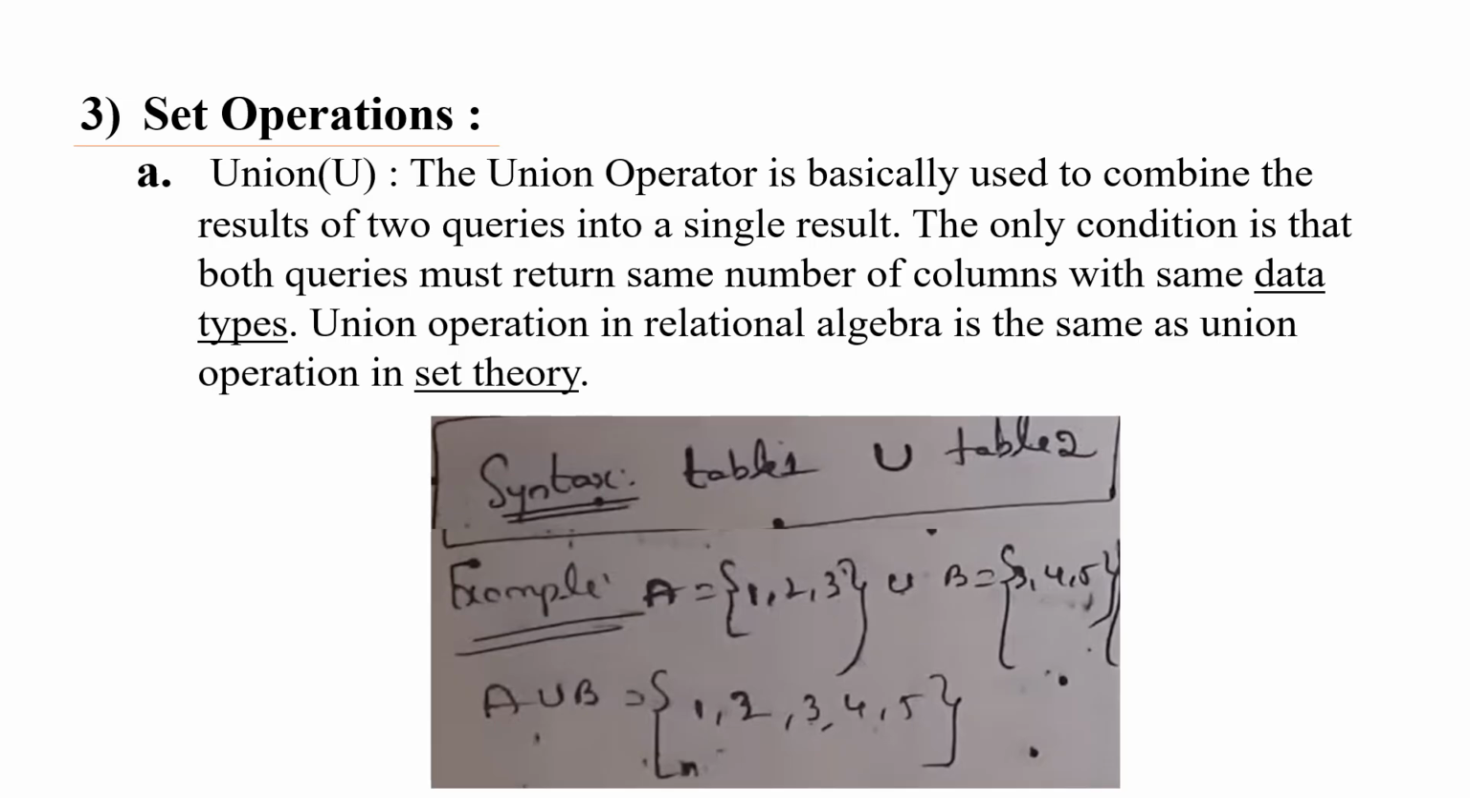Let us consider 2 tables A and B, where A has records 1, 2, 3 and B has records 3, 4, 5. While performing the union operation on these 2 tables, the duplicate values are retrieved only once, whereas the remaining values are all retrieved. Observe the example to understand clearly.